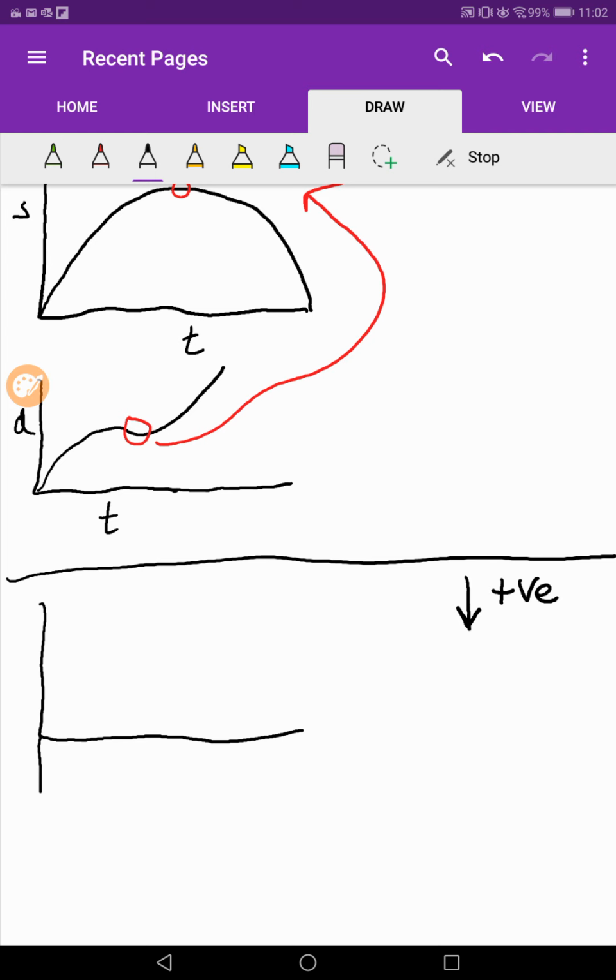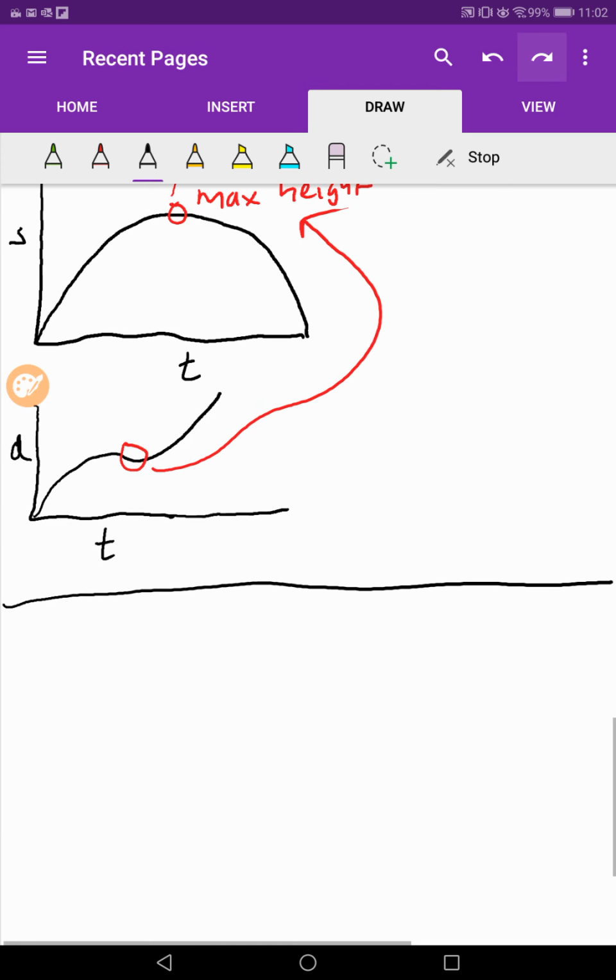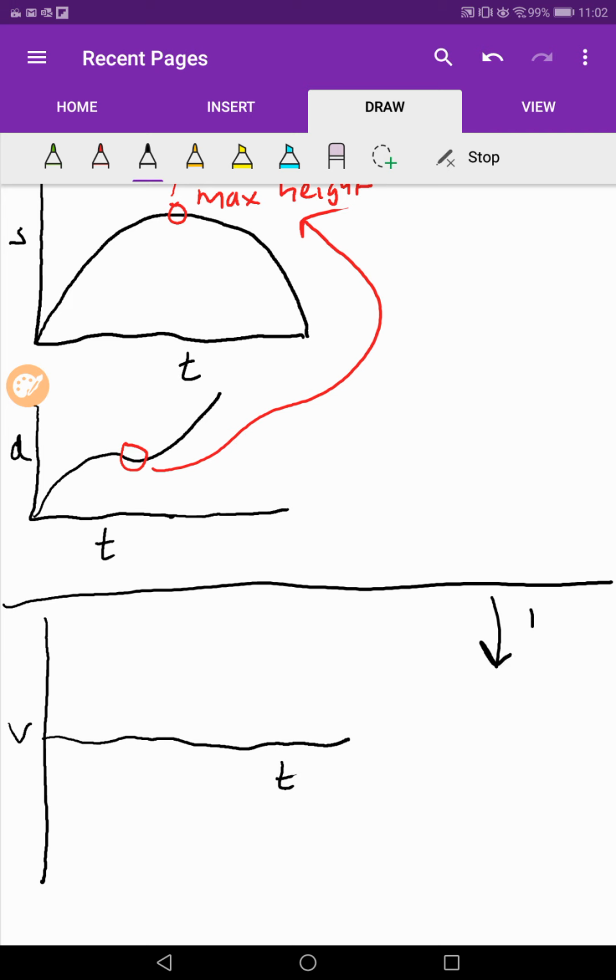So let's look at what happens in displacement. Actually, I'm changing my mind. We're just going to look at a velocity time graph for it. I always start with velocity time graphs because they're easy to understand. If you ever have to draw these, draw a velocity time graph first. So we've still got a bouncy ball and we're going to drop it. So it's going to accelerate downwards.